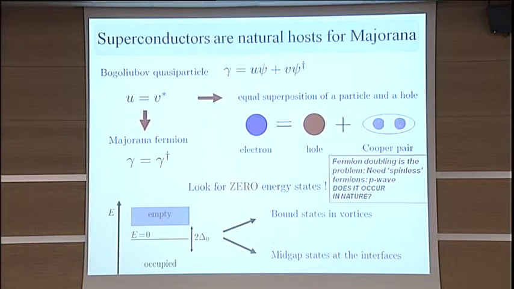We know they will show up as bound states in vortices or mid-gap states at interfaces. But the problem is fermion doubling. This is a fundamental theorem. You can call it Kramers' theorem, the fermion doubling theorem, that fermions come in 2 flavors, and you always have them. So you're not going to get a zero energy state.